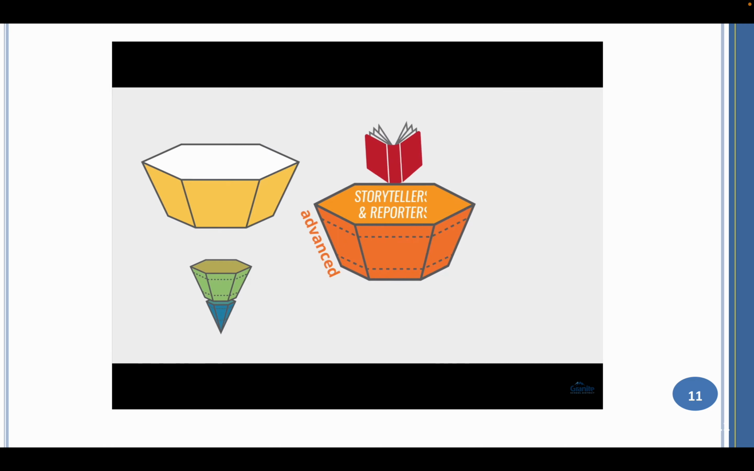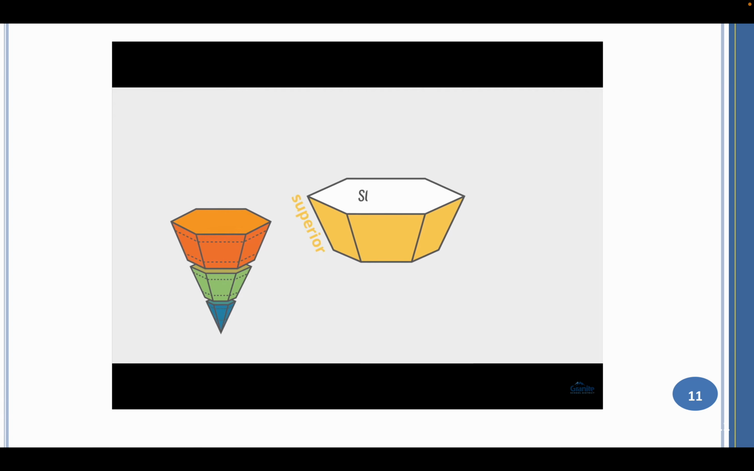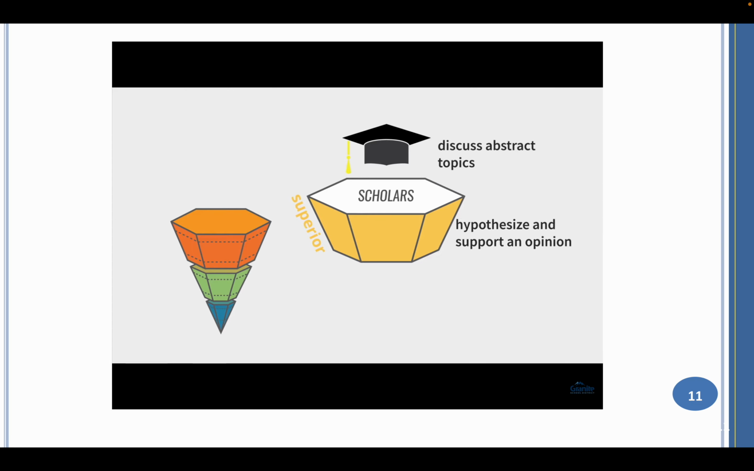Advanced students are compared to storytellers and reporters. Once upon a time, they can describe and narrate in past, present, and future timeframes, and speak about many subjects in different situations. Superiors are like scholars. They can discuss abstract topics, hypothesize, support an opinion, and handle linguistically unfamiliar situations.